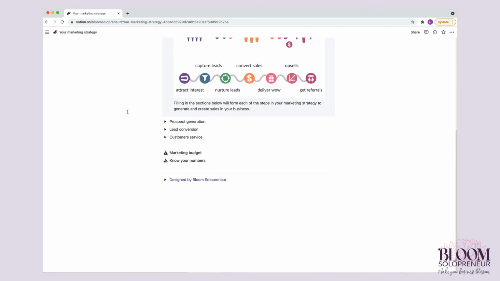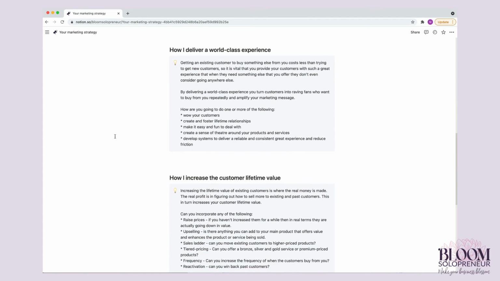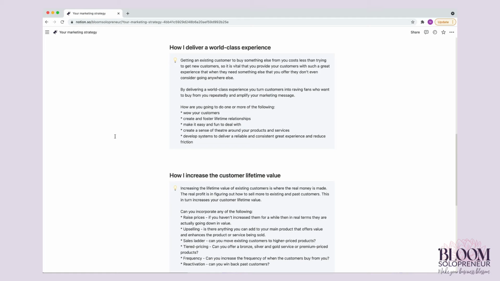Once you have converted your lead into a customer, we're then looking at how to deliver a world-class experience. So what are you going to do to make sure that these customers become raving fans? That is, they're doing the marketing for you. They're telling people about you. They are coming back and buying more from you. This is where you want your main business to be, recurring sales from existing customers.